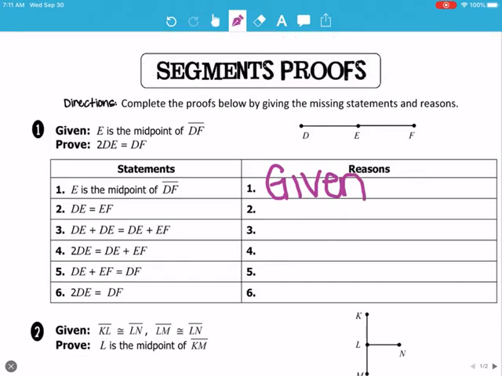Okay. Now it says DE is equal to EF. And if you see right above it, from 1 to 2, it told us E is a midpoint, and I see E in both of these. So in that case, I just know they're applying the definition of a midpoint.